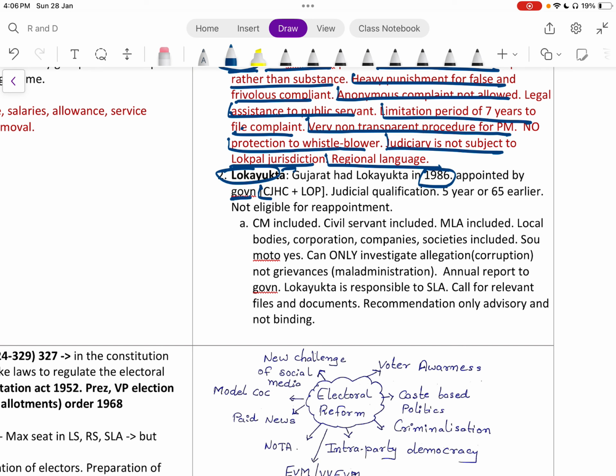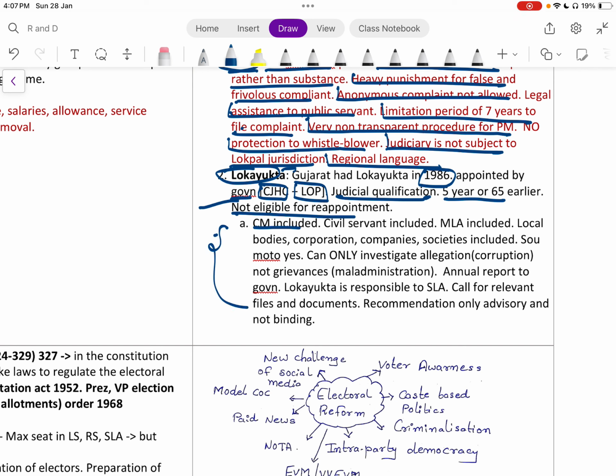It has the Chief Justice of High Court plus leader of opposition. Okay. Judicial qualification, yes, 5 years or 65, whichever is earlier. Not eligible for the reappointment, yes. Okay, so most of the things are very similar.